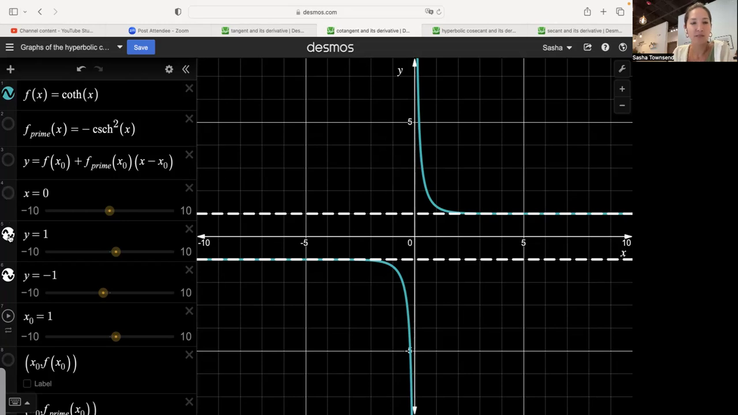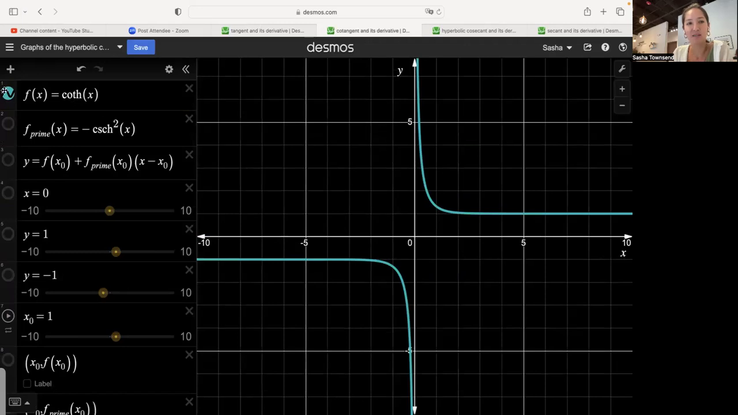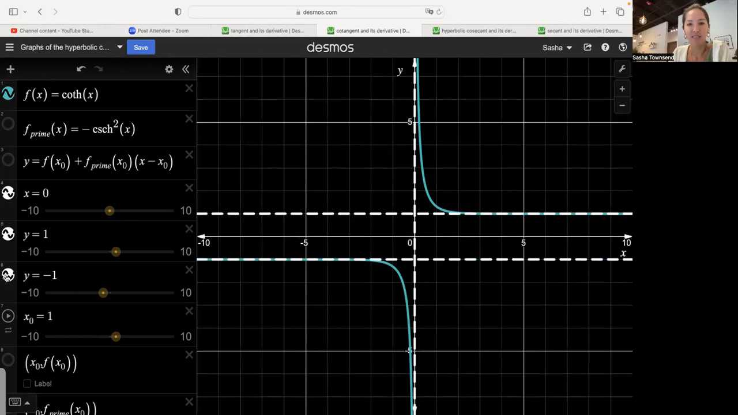Remember, hyperbolic cotangent is hyperbolic cosine divided by hyperbolic sine, and hyperbolic sine is 0 at 0. So we've got a vertical asymptote at x equals 0. And now, if we look at the exponential functions that define it, and take the limits as x goes to plus or minus infinity, we find that the function approaches -1 and 1 as x goes to negative infinity and infinity respectively. So we end up with this graph that has 2 branches.